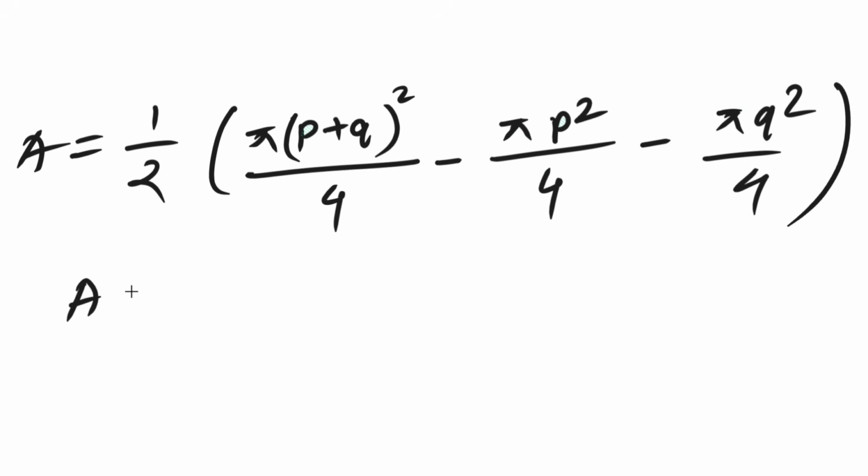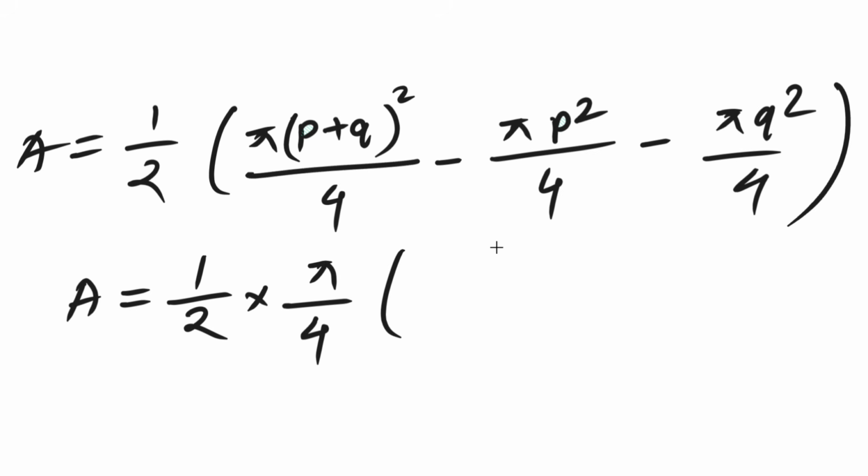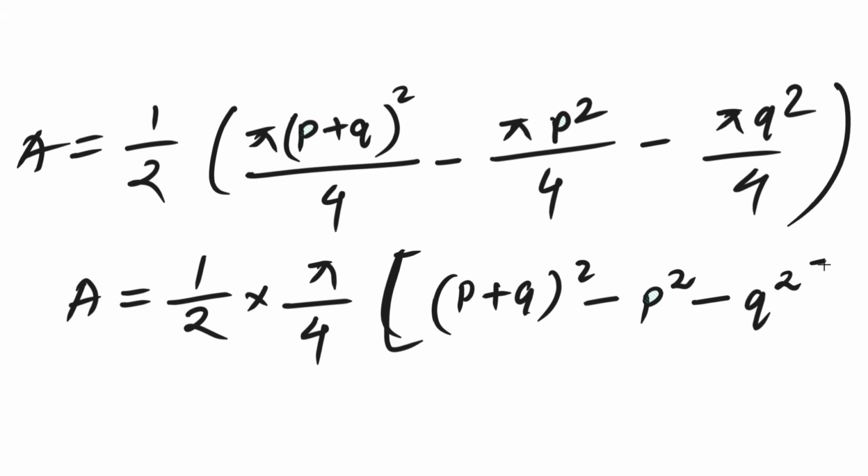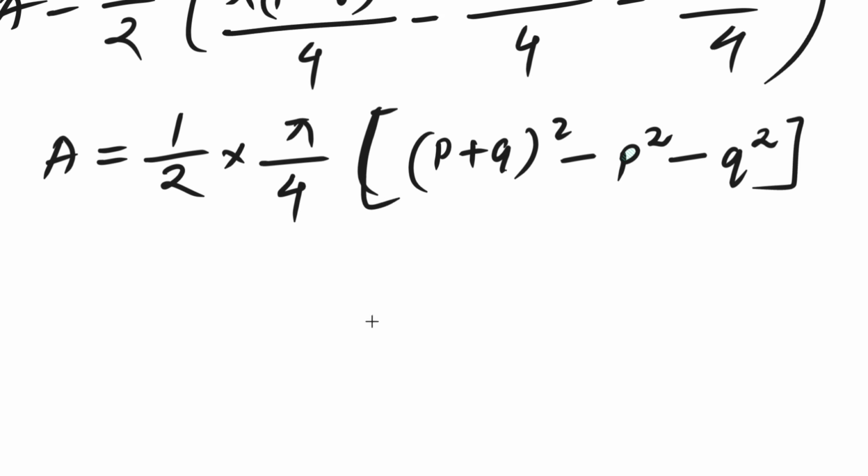So the expression becomes 1/2 multiplied by pi divided by 4, multiplied by the quantity P plus Q whole squared minus P squared minus Q squared. Notice that the 1/2 is still outside. Now comes the key algebraic step.